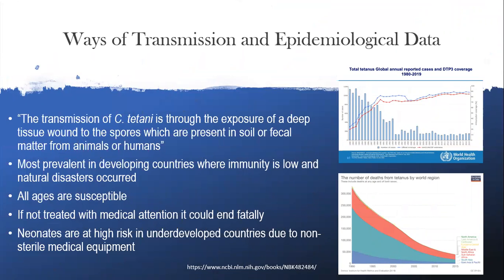Ways of transmission and epidemiological data. Like I mentioned before, the transmission of C. tetani is through the exposure of a deep tissue wound to spores which are present in the soil or fecal matter. It's most prevalent in developing countries where the immunity is low and also where natural disasters have occurred. All ages are susceptible. I mean, anyone can get a cut and be infected by this bacteria. If it's not treated with medical attention, it could end fatally.